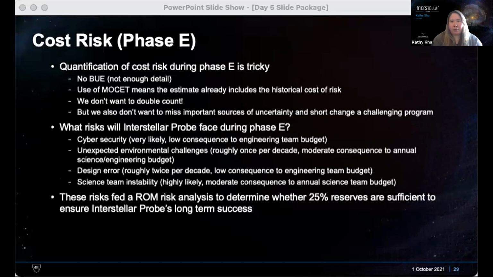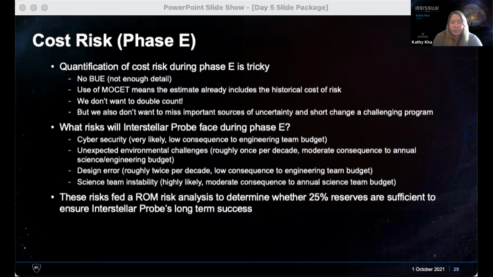So we didn't want to double count cost risk in phase E, but we also wanted to make sure we were incorporating uncertainty and challenges that would be unique to Interstellar Probe. So what risk will Interstellar Probe face during phase E? Cybersecurity being one of them. That's a relatively recent risk that we see during phase E that some of the older missions in the data set may not have had to account for.